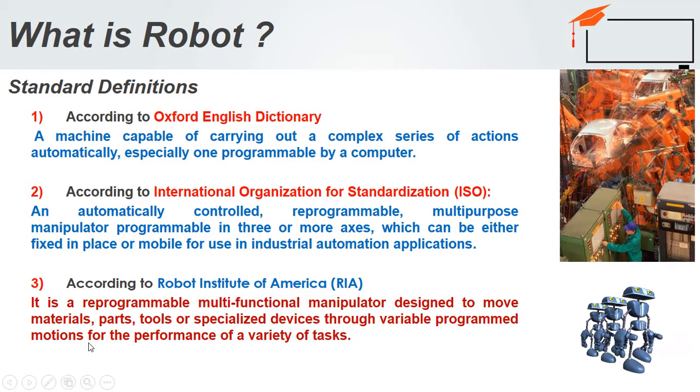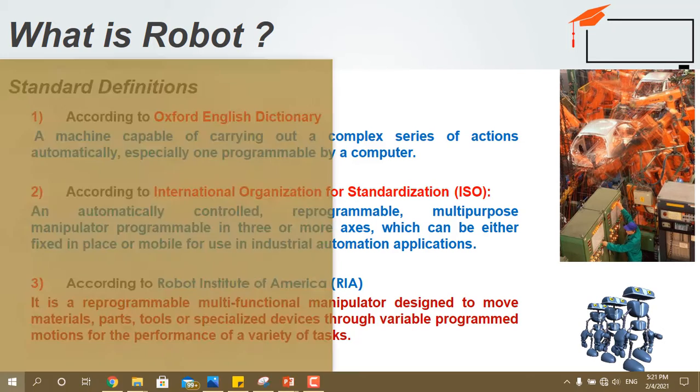So if you are painting a wall, you need to change your speed of painting on the wall. You need variable programmed motions, so your speed can be controlled by programmable instructions for the performance of a variety of tasks. You should not paint the wall at high speed. You need an even speed to produce an even coating of paint over the wall. So to complete the task, the speed of the motion can be varied with the help of programmable instructions.